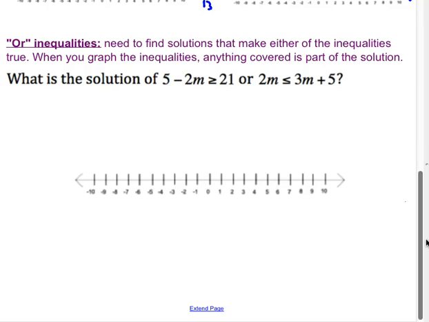So for this one, I'm going to subtract the 5. So -2m is greater than or equal to 16. I'm going to divide by -2. When you divide by a negative number, remember it flips the inequality. So here, m is less than or equal to -8. It will look like that.